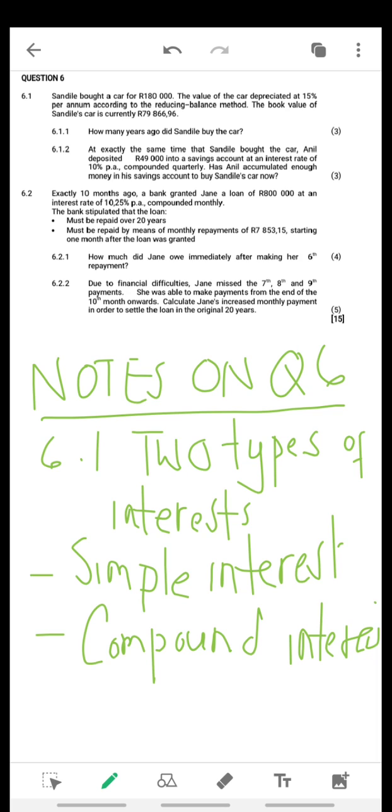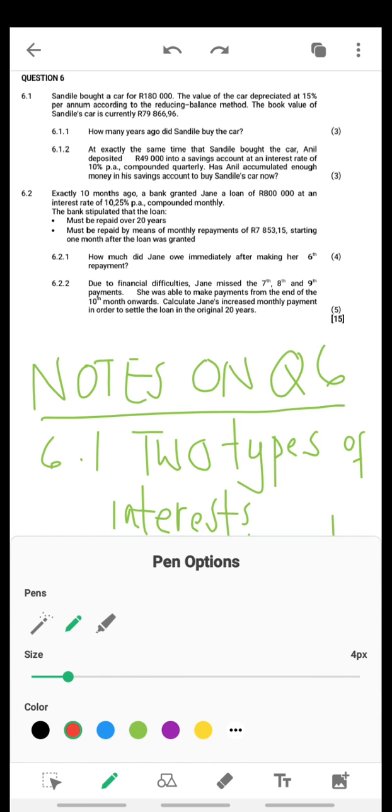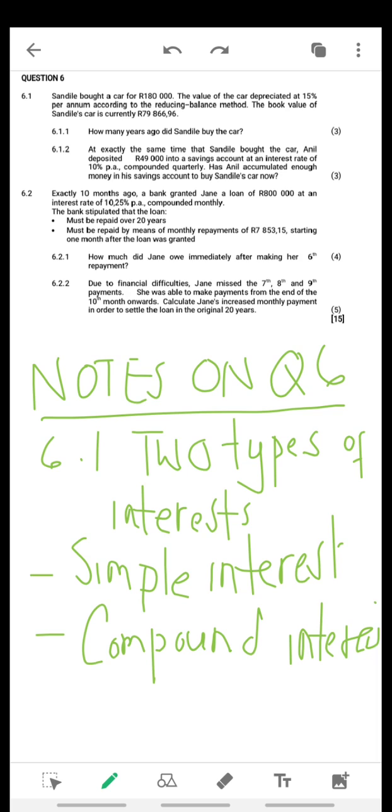Sandile bought a car for 180,000 rands. Okay. The value of the car depreciates. To depreciate is to lose value. Okay. So the value of the car depreciated at 15% per annum according to the reducing balance method. Okay. This is from grade 11. The book value, the value at that particular time of Sandile's car, is now 79,866 rands 96 cents. Okay.